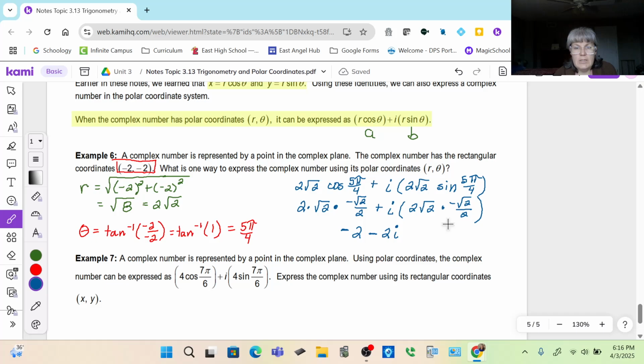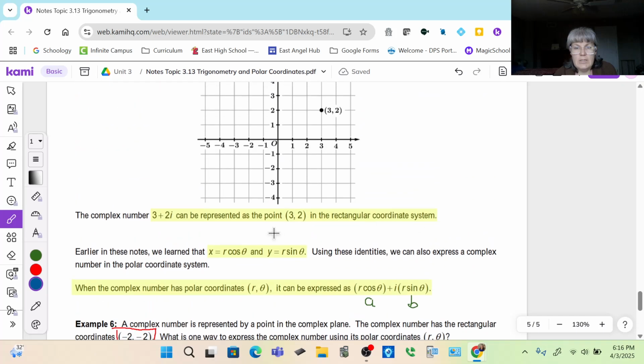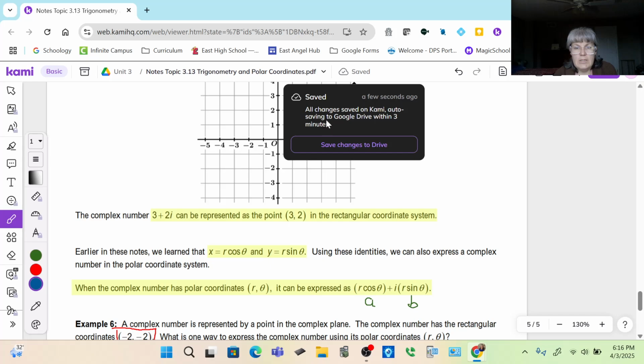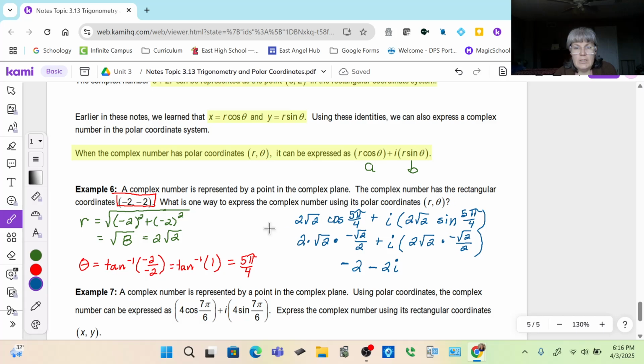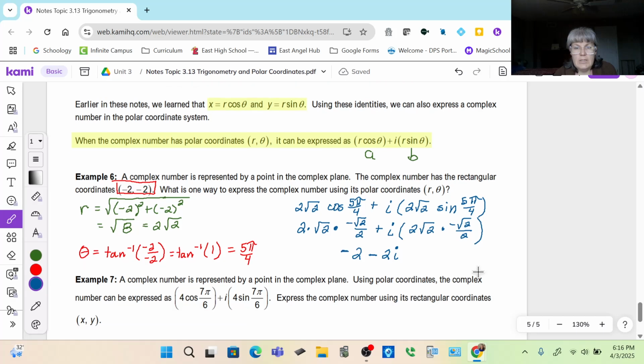Now, I know some of you might say, but couldn't we have done that anyway, just knowing that if 3 plus 2i is right in this first quadrant, that -2, -2 would be negative 2 minus 2i. Well, this is using the polar coordinates to also verify that that should be the case.